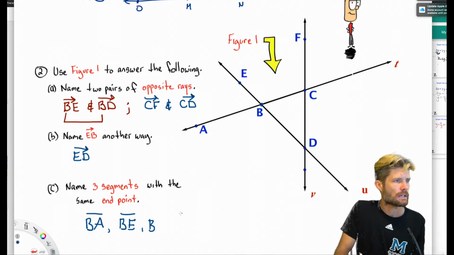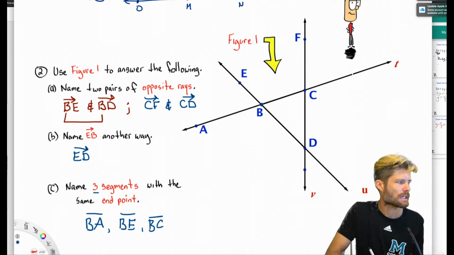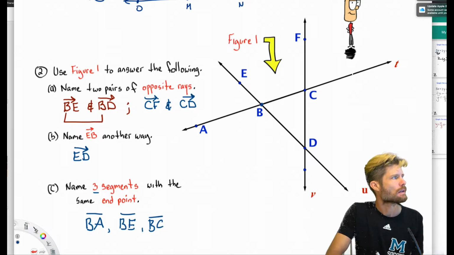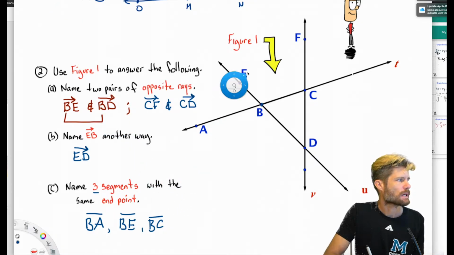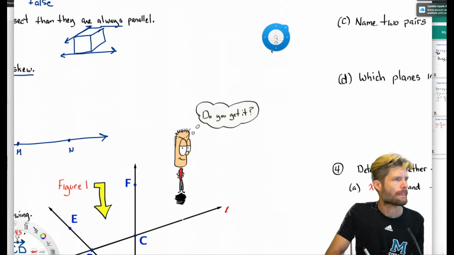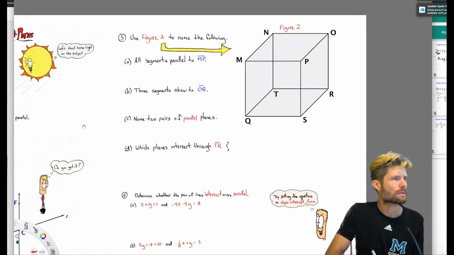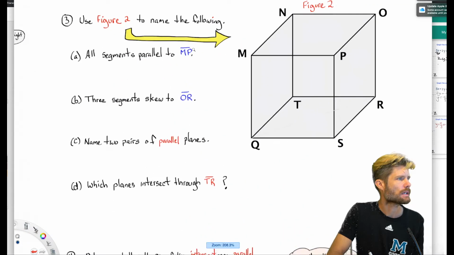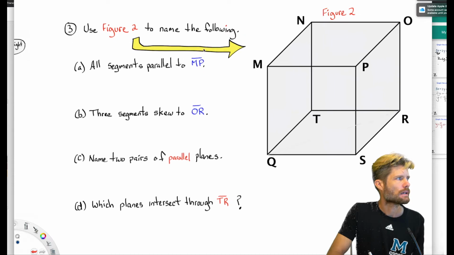BC. And we can also say BD, but I only asked for 3. All right, that's it for part 2. What do we have here? Part 3. Use figure 2 to name the following.